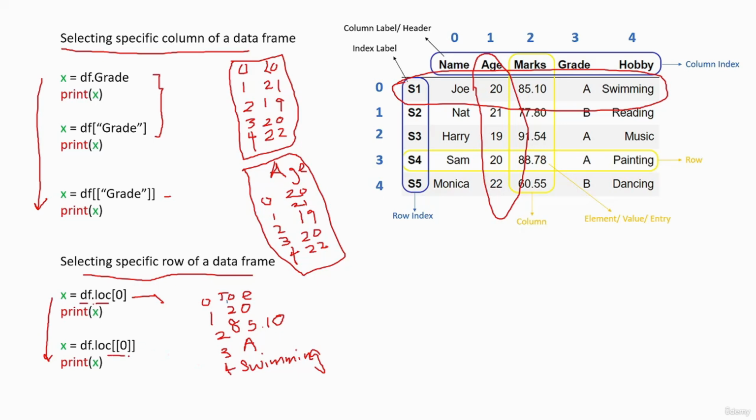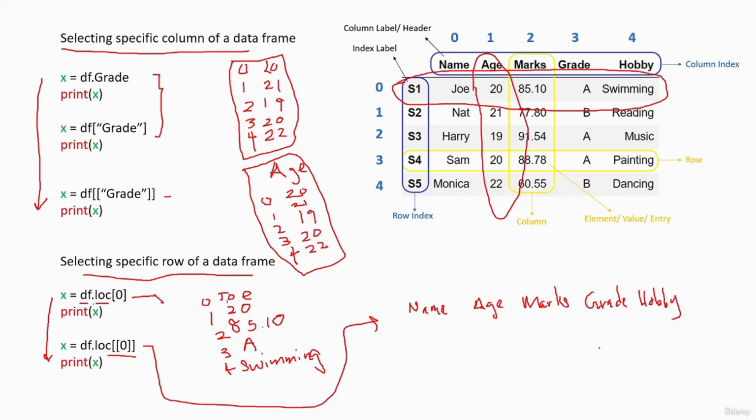Using double square brackets will return the Pandas data frame, so the output of this command will look like this. Name, age, marks, grade, hobby. Then the index of the row, then the values. Joe 20, 85.10, A, semi.